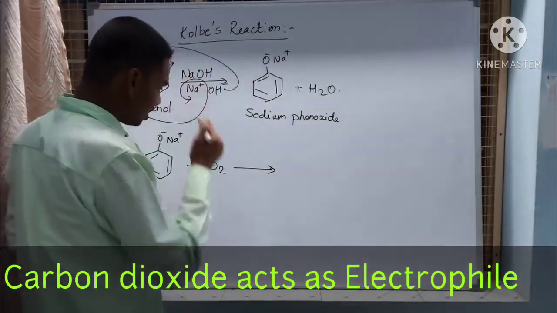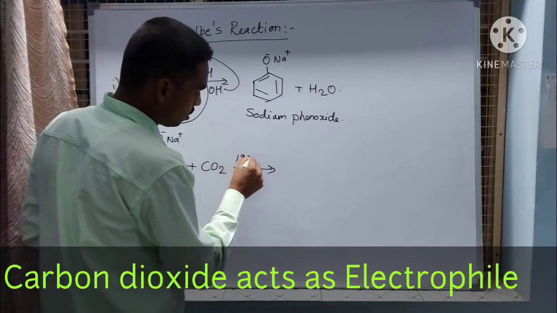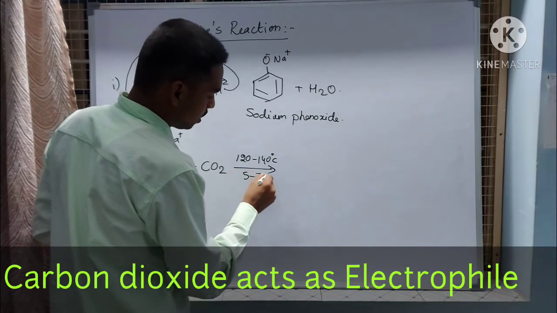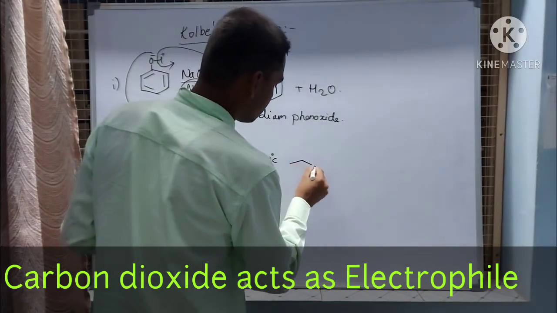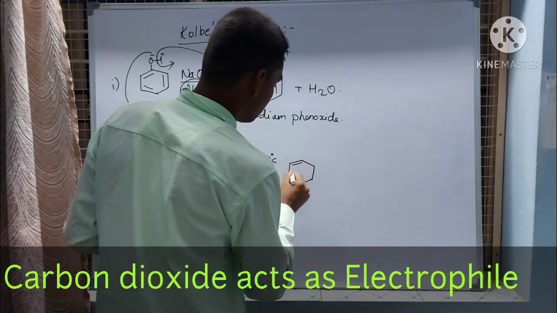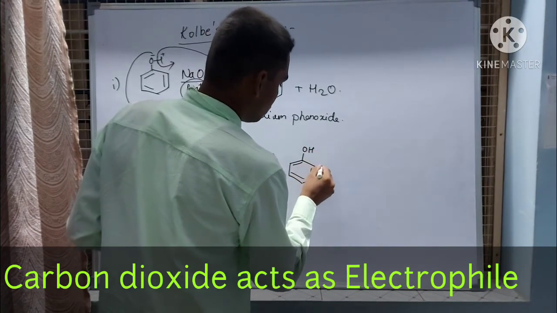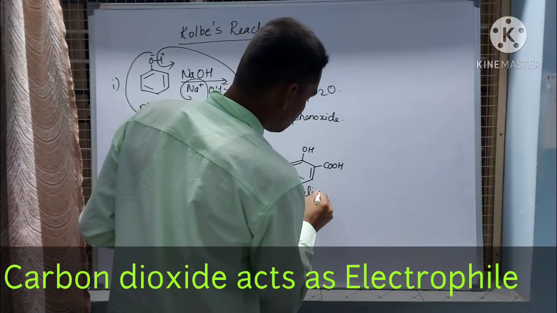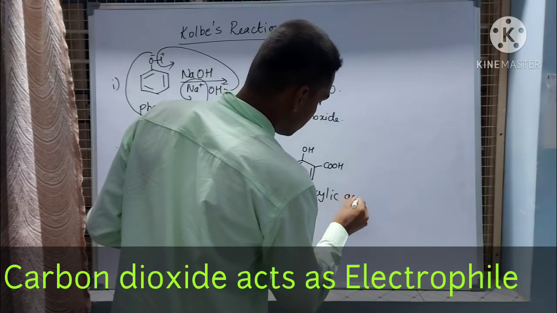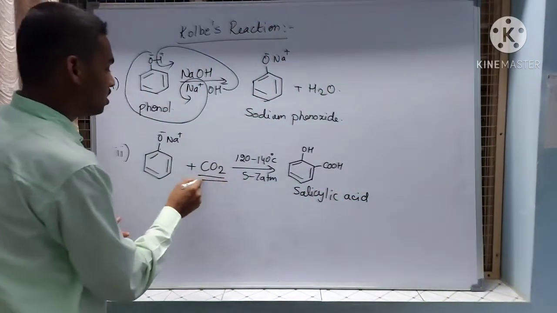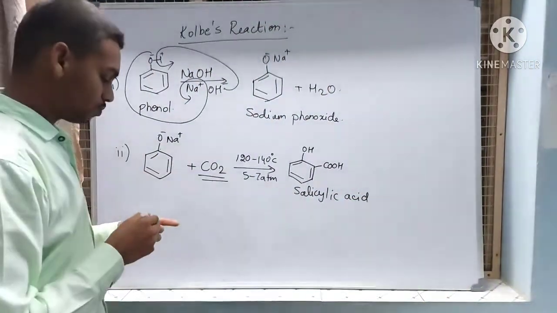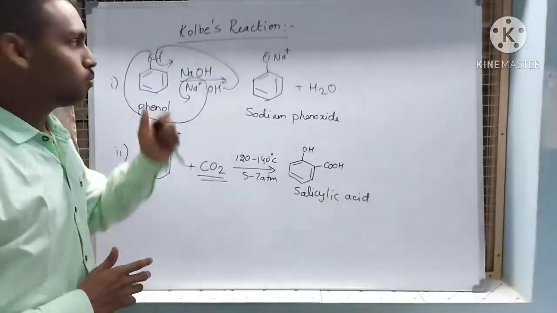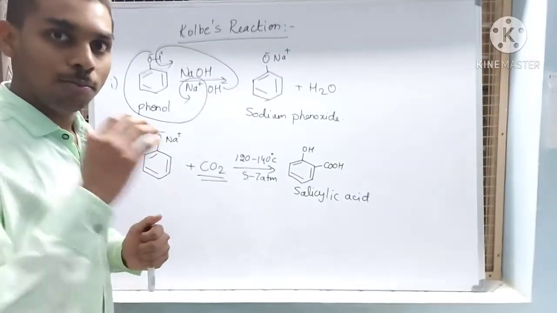So as I basically mentioned about the temperature of 120 degree to 140 degree and a pressure of 5 to 7 atmosphere, we are going to get salicylic acid, right? Salicylic acid. This carbon dioxide is substituted at ortho position. So these are the steps involved in Kolbe's reaction. Now let us go to the mechanism.